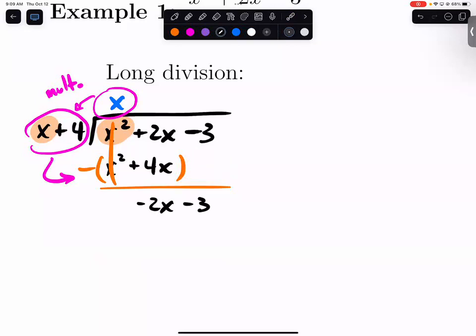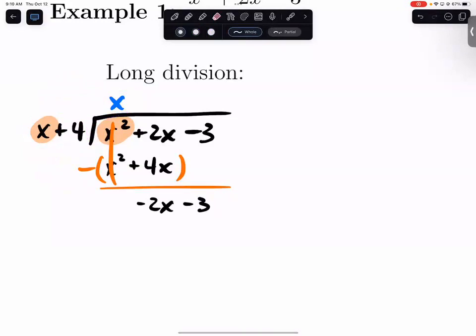Leading term into the leading term, right? So I'm basically doing x squared divided by x, which leaves you the other factor of x, right? To get this. This times the divisor and subtract to figure out what's left. Now, once I get here, we're just going to do all that again. So I'm going to erase some of my notes here. We're going to do that again with those, right?